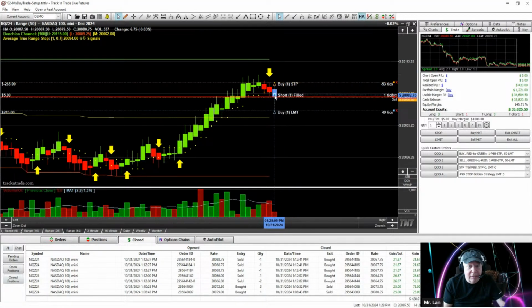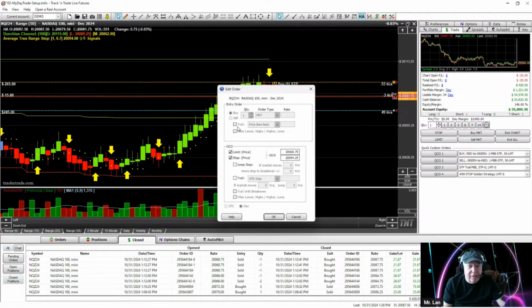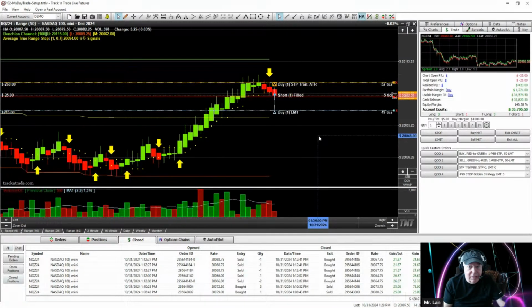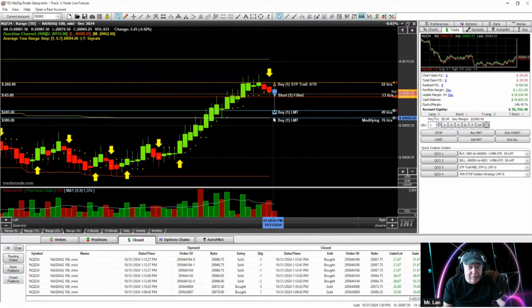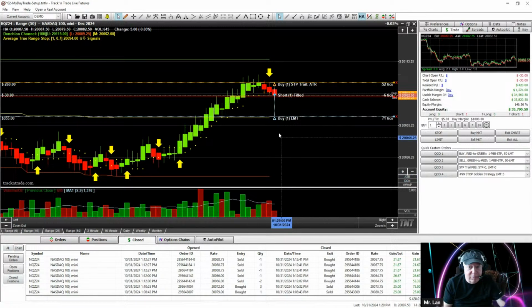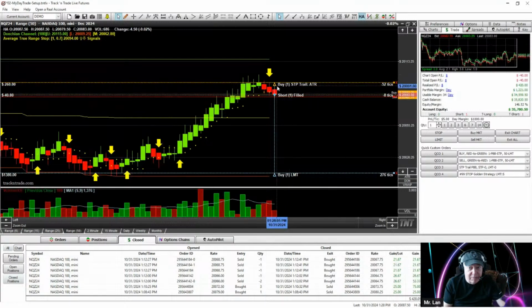Now we're going to come in here, and we're going to tell it to edit, and we'll tell it to just trail. Trail on the yellow dot ATR. We put this down here at the halfway mark. You don't have to put it at the halfway mark. You could put it clear down here at the full Monty, and then just let the stop order take you out.